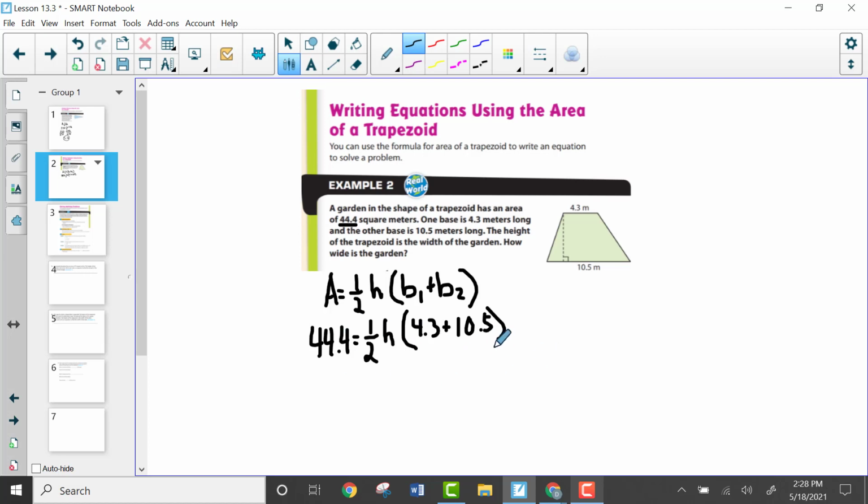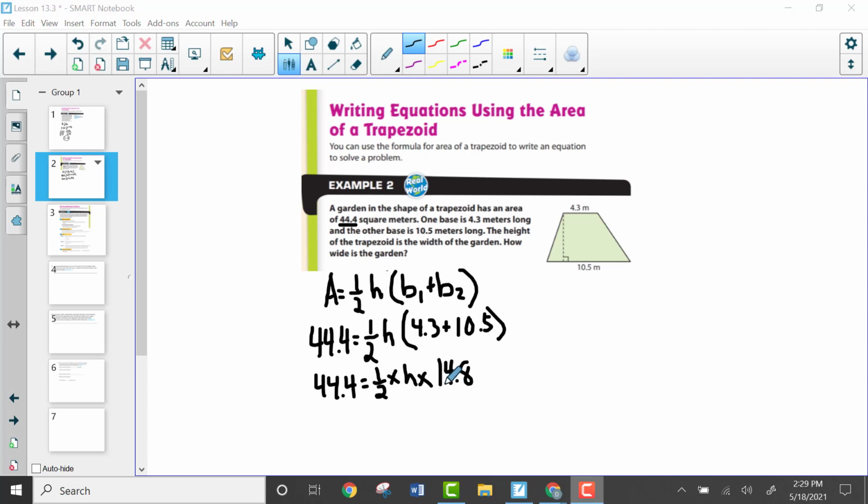Now we're taking all the numbers that we know and we're going to work it out until we just have the height remaining and one number on the right side of our equation. So we add 4 3/10 plus 10 5/10. That's going to give us 14.8. And now we have 44 4/10 equals 1/2 times our height times 14 8/10.